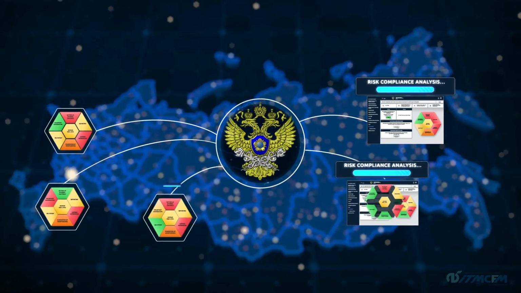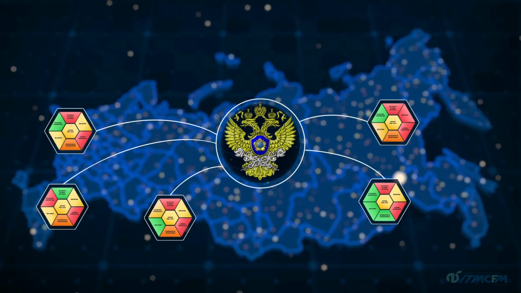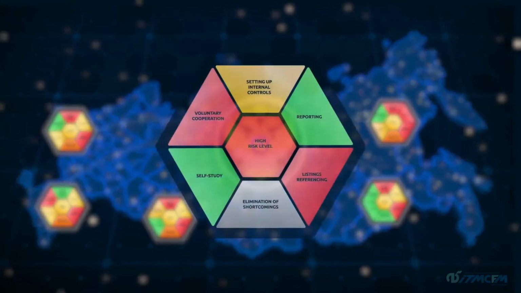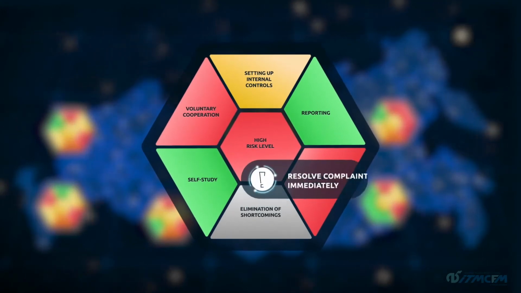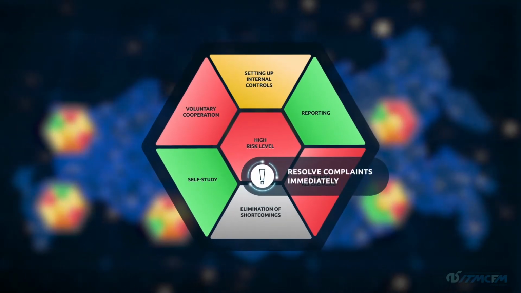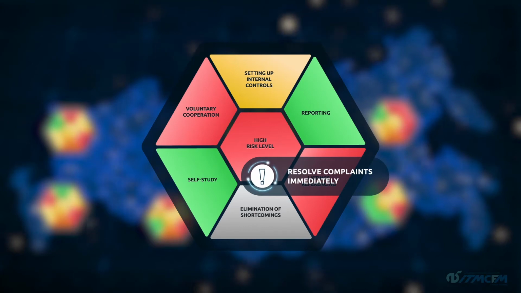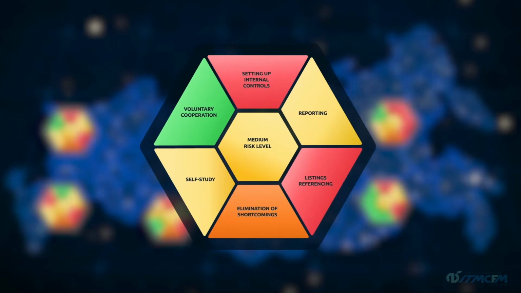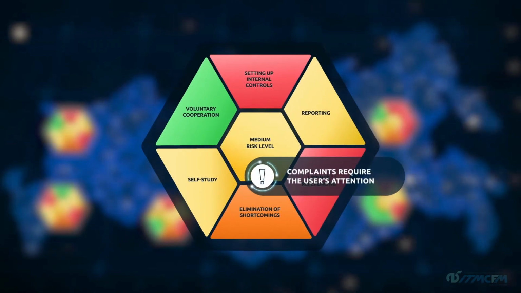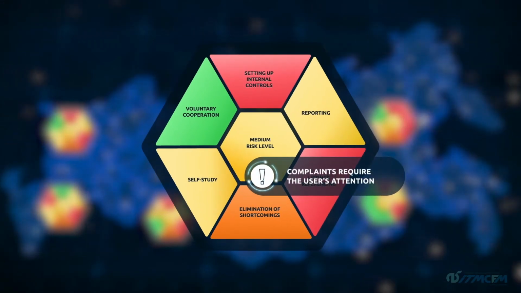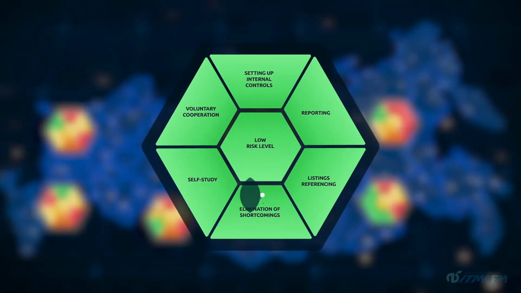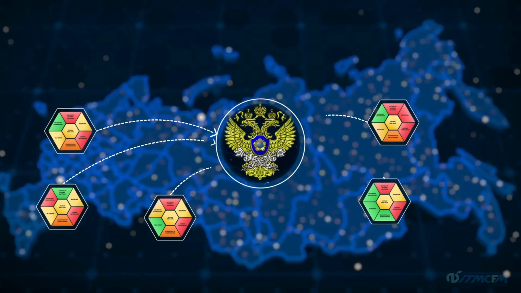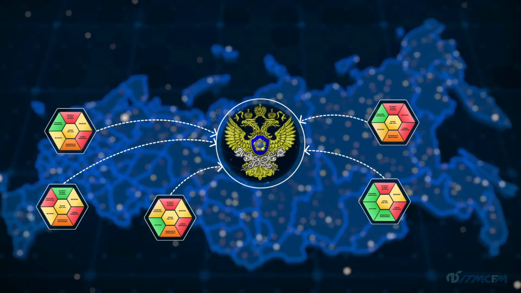Based on the data obtained, each organization is assigned one of 4 color-coded risk ratings. Red color of the risk criterion suggests taking immediate measures to eliminate deficiencies regarding the organization and implementation of internal control. Orange and yellow indicate that there are minor deficiencies that require the user's attention. Green color indicates an acceptable level of compliance risk. Once a week, the system automatically recalculates the integral risk assessment score.